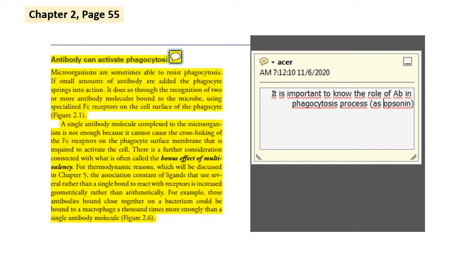Now, antibody can activate phagocytosis through opsonization. That means antibody can act as opsonin. As we know, microorganisms are sometimes able to resist phagocytosis, but if a small amount of antibody is added, the phagocyte springs into action. That means it will be activated through recognition of two or more antibody molecules bound to the microbe using specific Fc receptors.